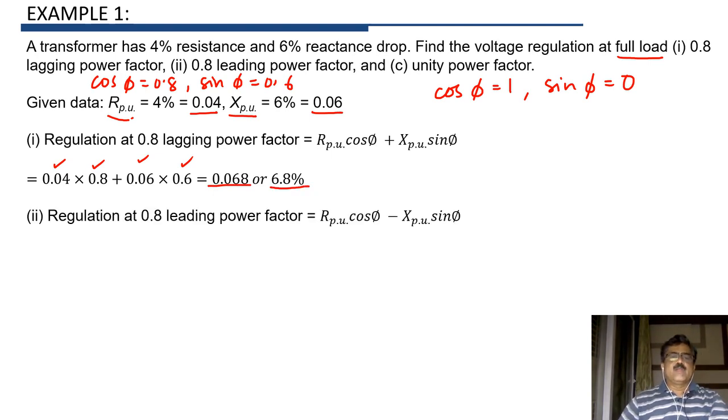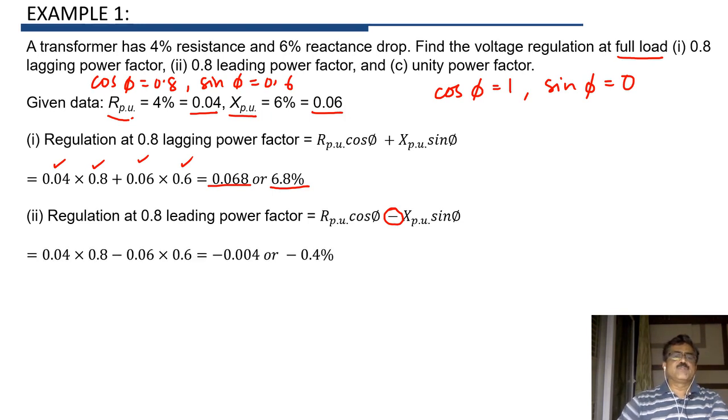Now we can calculate the regulation at 0.8 leading power factor. In this case you can note that the sign will be negative because the power factor is leading. So again substituting the values of RPU, cos phi, XPU and sin phi, we will get the regulation as minus 0.004, or in percentage it is minus 0.4%.